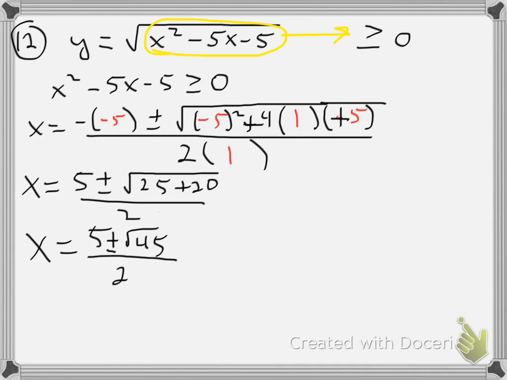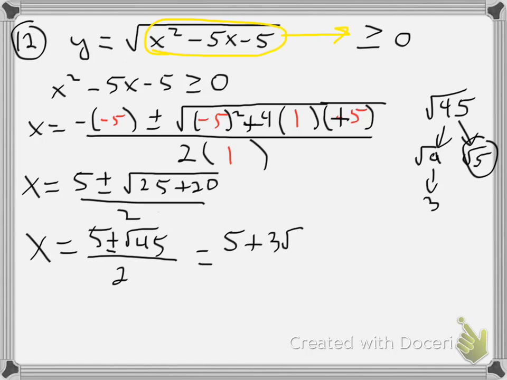Well, 45 looks like something that has a perfect square in it. It turns out that's the square root of 9 times 5. I can't write today. I said it and then I didn't write it correctly. The square root of 9 times the square root of 5. 9 times 5 is 45. So this is a normal 3, and this is just root 5. So this is going to actually be 5 plus 3 root 5 over 2, or 5 minus 3 root 5 over 2.